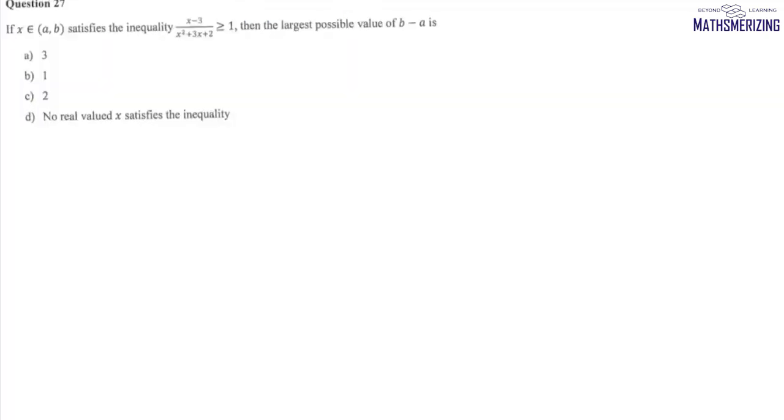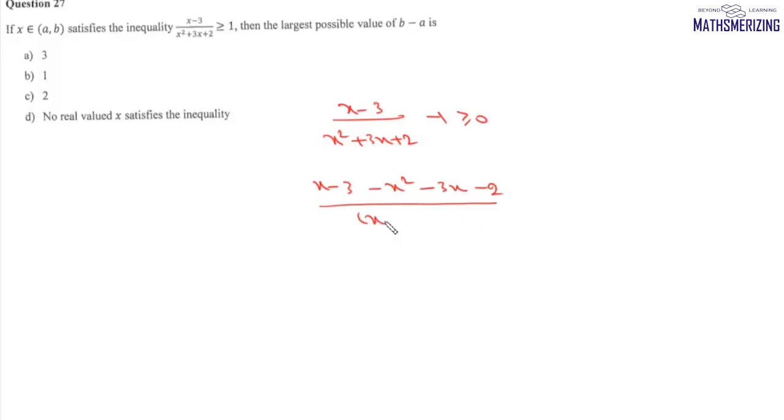Now question number 27 it says, if X belongs to [A, B] satisfies this inequality, (x minus 3) upon (x square plus 3x plus 2) is greater than or equal to 1, then the largest possible value of B minus A is. So we can write this as (x minus 3) upon (x square plus 3x plus 2) minus 1, and it should be greater than or equal to 0. So we'll write (x minus 3 minus x square minus 3x minus 2) upon (x plus 1)(x plus 2), and it should be greater than or equal to 0.